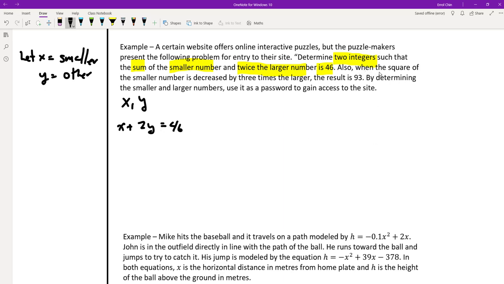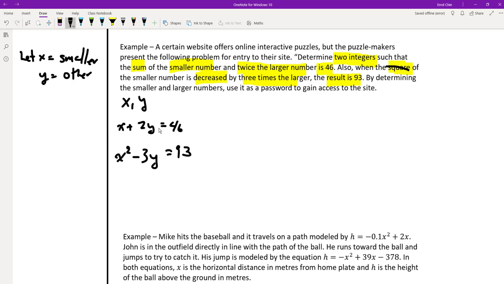Now, equation number 2 says when the square of the smaller number, okay, well, the square of the smaller number, that's x squared, is decreased by 3 times the larger number. Okay, what does decreased mean? Well, I'm going to again highlight the words square and decreased, and then 3 times the larger number. The result, that means equals, is 93. And so x squared minus 3 times the larger number is equal to 93.